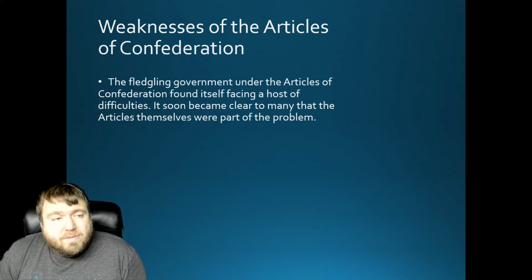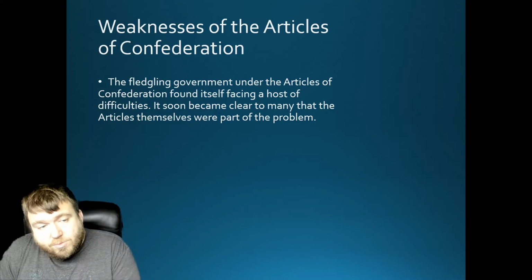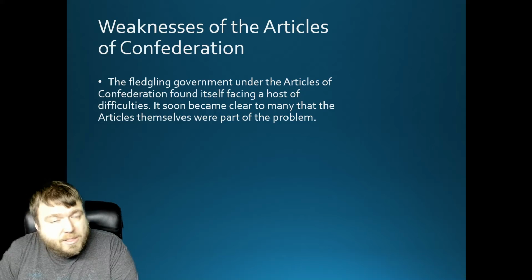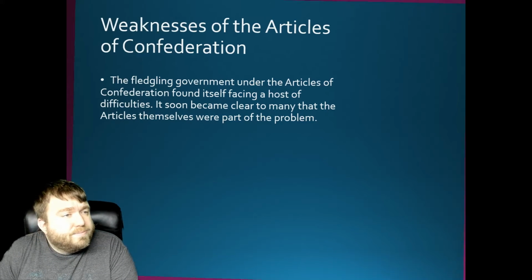The fledgling government under the Articles of Confederation found itself facing a host of difficulties. It soon became clear to many that the Articles themselves were part of the problem. So people are starting to figure out why their government is so weak.